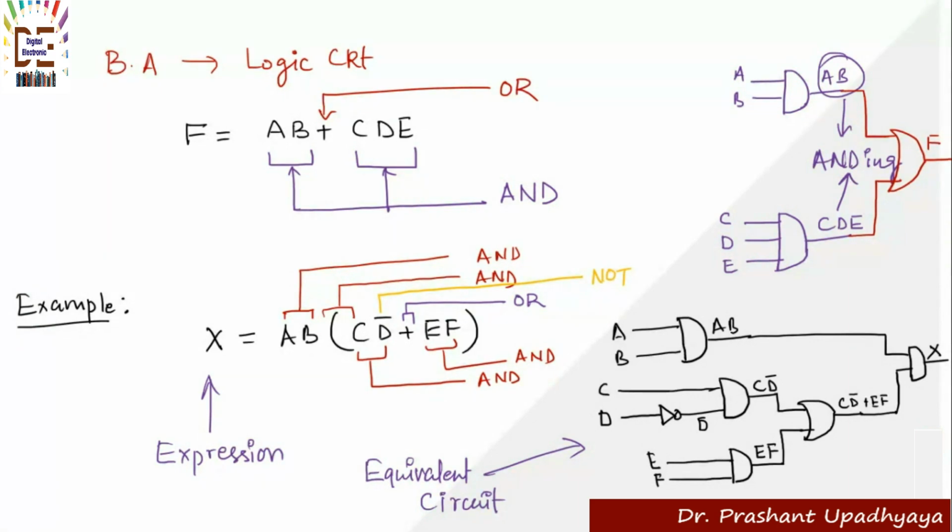So what we are going to study next is some of the universal gates. We have universal properties. And as universal gates, what are we using? We are using two gates as universal gates. What are universal gates? Can you tell me? Yes, NAND and NOR. So we will be talking about the universal gates in the next lecture.